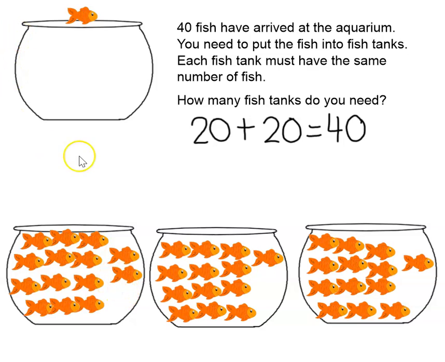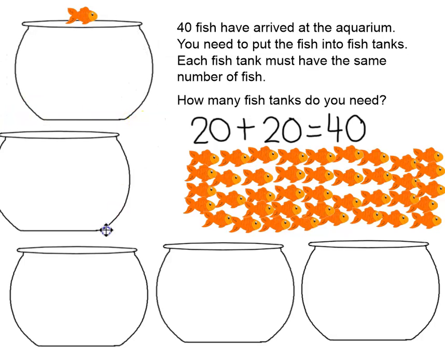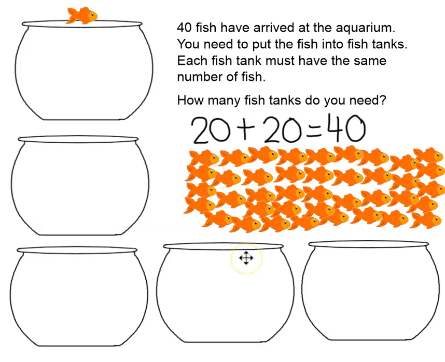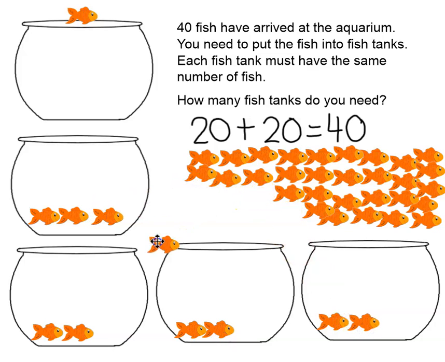So let's move our fish back. So now let's try 4 fish tanks. Okay, so we have to have the same number of fish in the tank. So I'm giving everybody 1. Do you think it's going to be an even amount, the same amount in each tank?